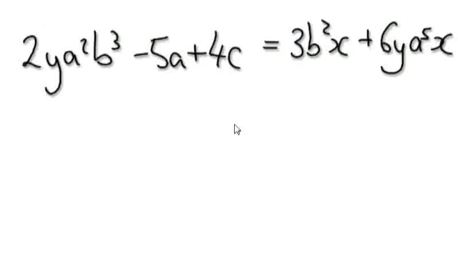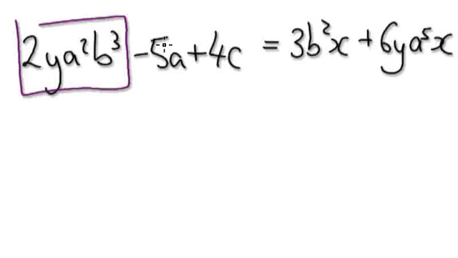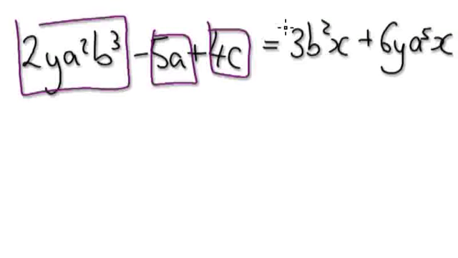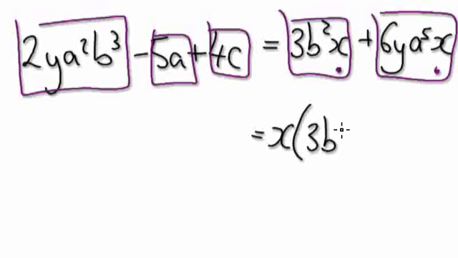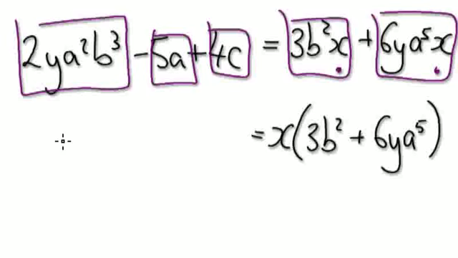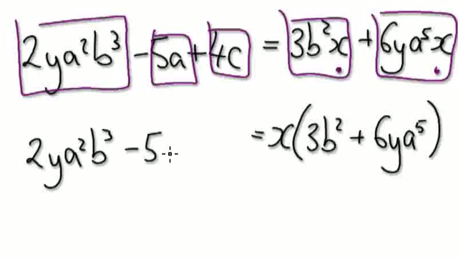Okay, now you can see this block, take away this block, plus this block equals this block plus this block here. We're trying to make x a subject. So here x is in common here, so we can factorize. So let's factorize this. So take the x out, so it will be 3b squared plus 6y a to the power 5. And then close it off. On this side, just leave it as it is, okay? So it's this, b to the power 3, take away 5a plus 4c.